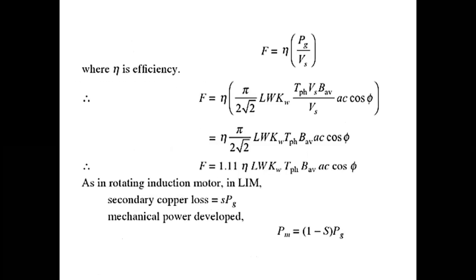And this is the thrust equation. We previously discussed that this is the thrust force equation: 1.11 eta LW KW turns per phase B average AC cos pi.